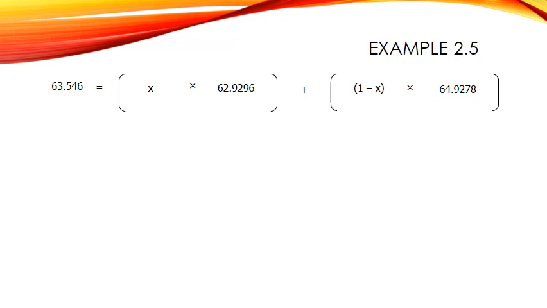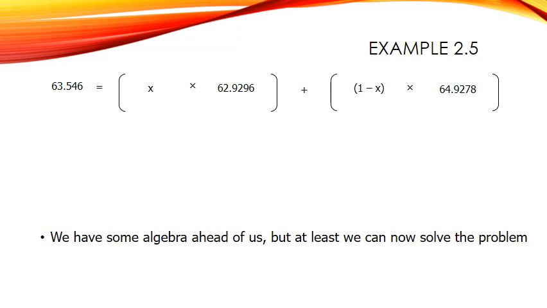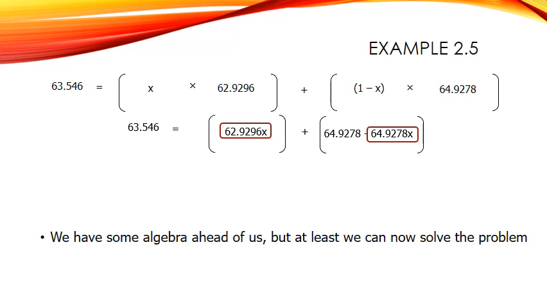There's our equation from the previous slide. There is some algebra, but at least we have one equation, one unknown, and we can solve the problem. So 63.546 equals 62.9296x. We just multiply those together. For our second term, let's multiply through that 1 minus x. That gives us 64.9278 minus 64.9278x.